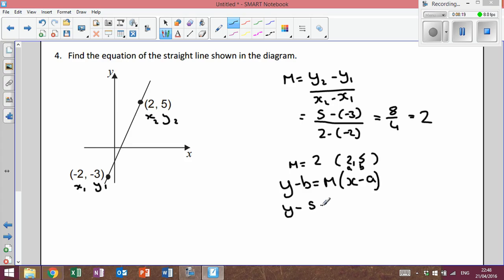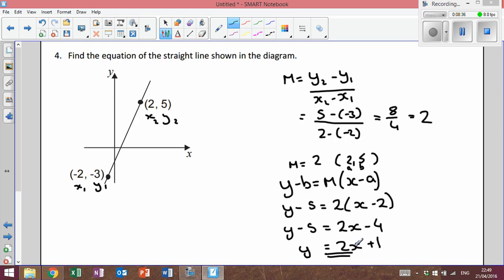So it's y minus b, which is minus 5. Gradient is 2, x minus a, which is 2. And let's simplify this. So y minus 5, break out my brackets here, is 2x minus 4. And add 5 to both sides gives me y equals 2x plus 1. Bad question, because the y-intercept should be filled in there.